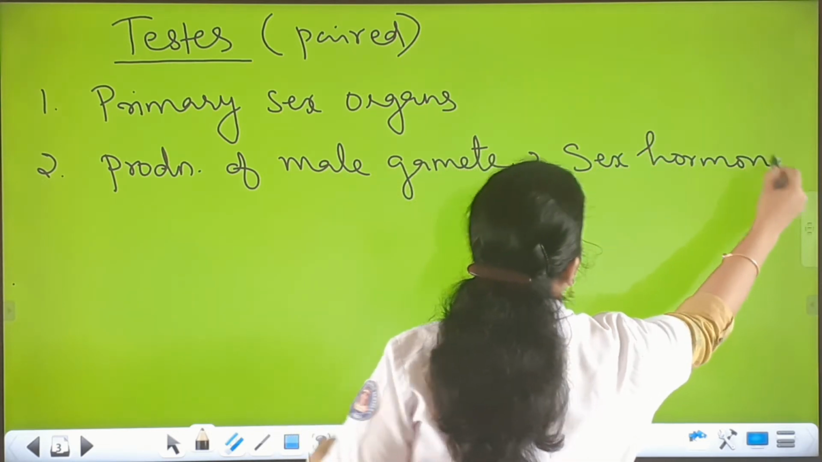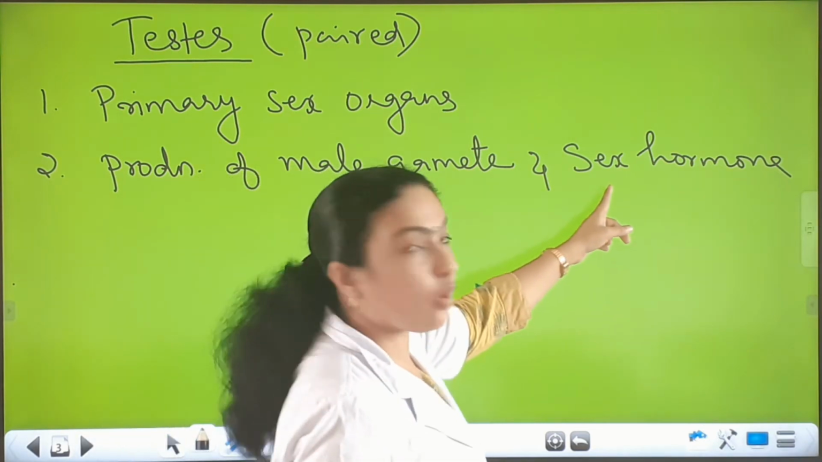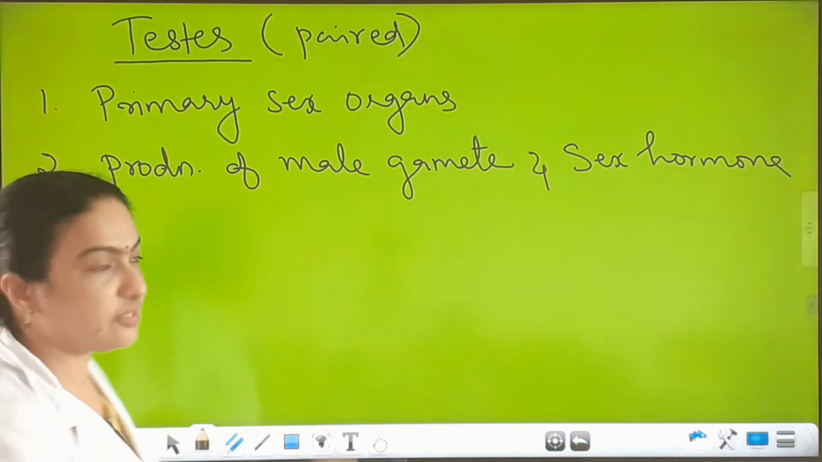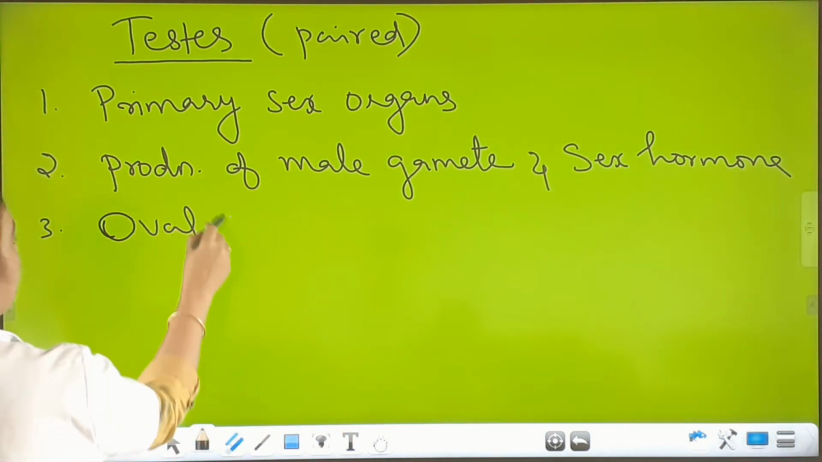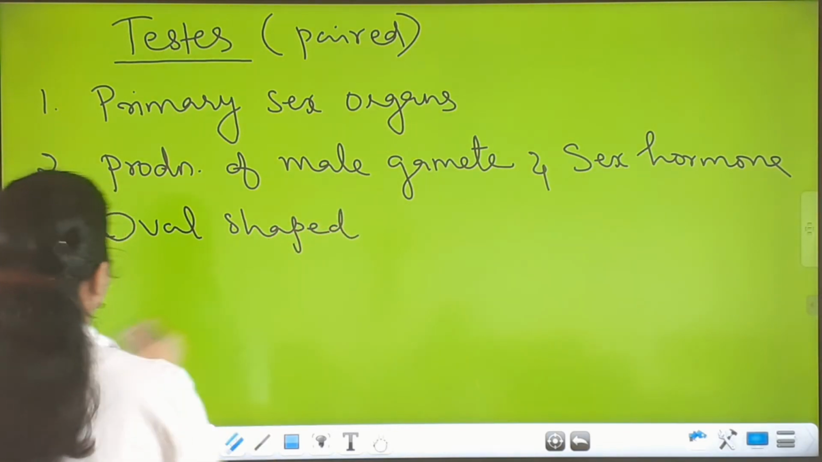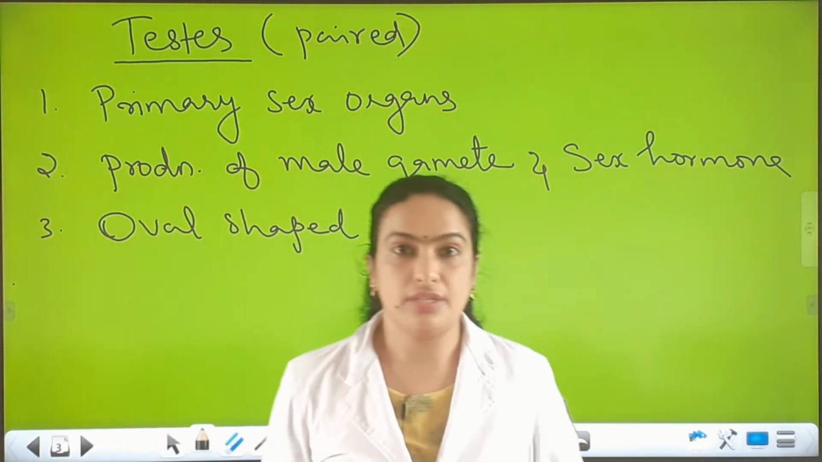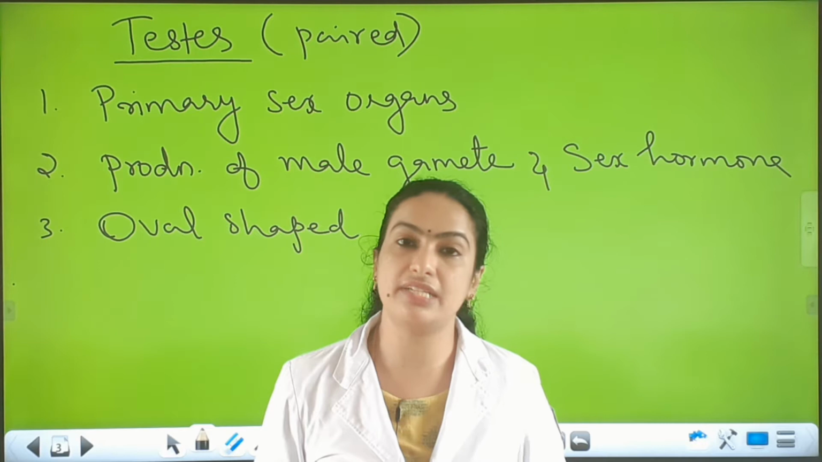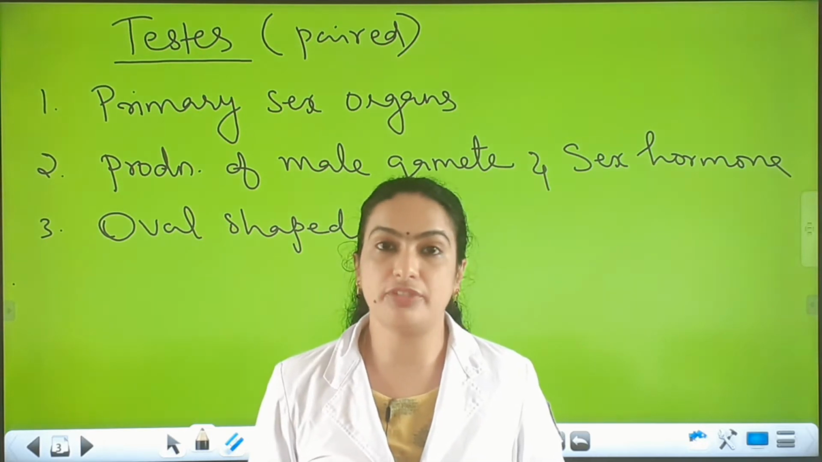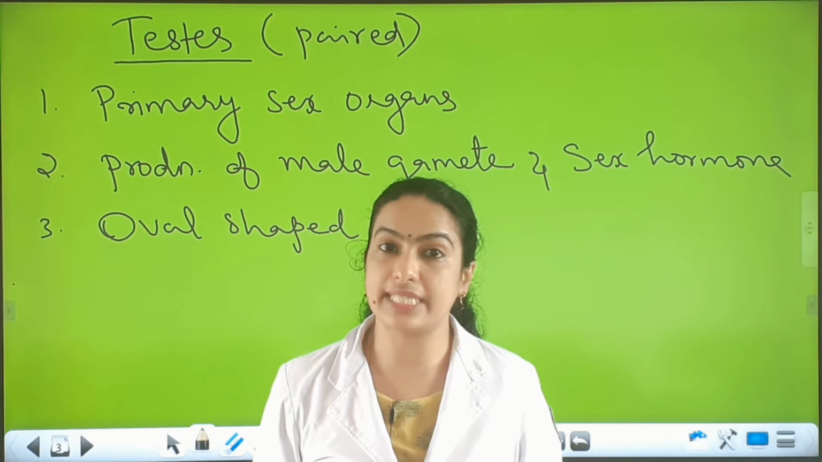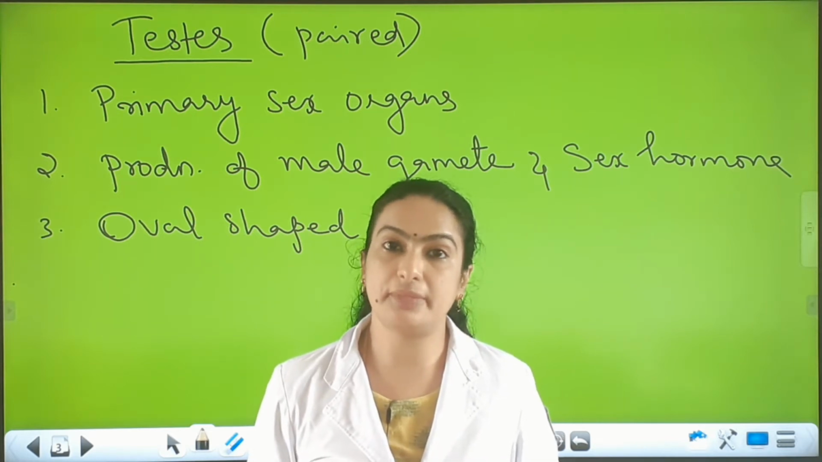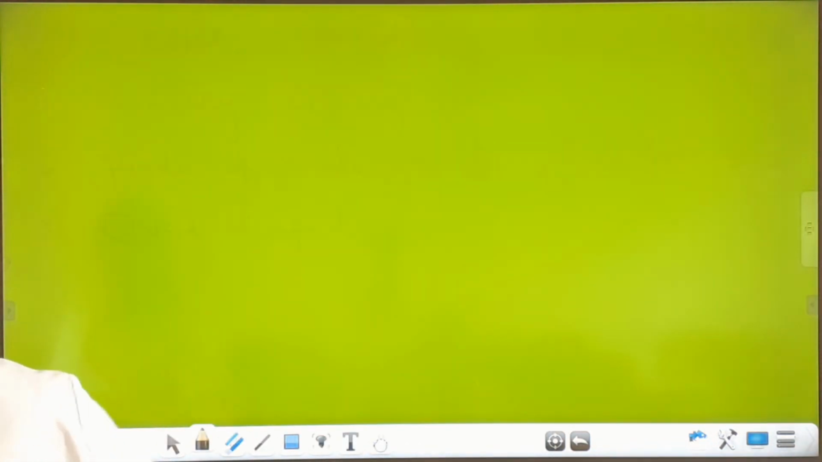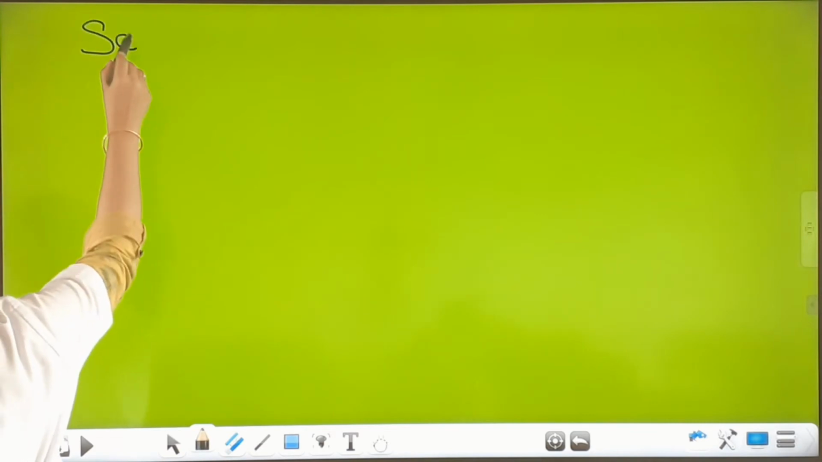Which is the male gamete? Sperm. Which is the male sex hormone? Testosterone. And these testes are oval shaped structures. So testes are the primary gonads or primary sex organs or male gonads in the male reproductive system. They are responsible for the production of male gamete as well as male sex hormone, and these are oval shaped structures.